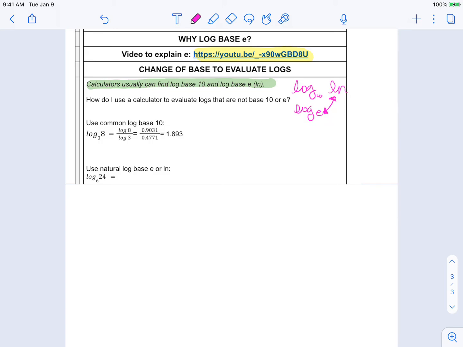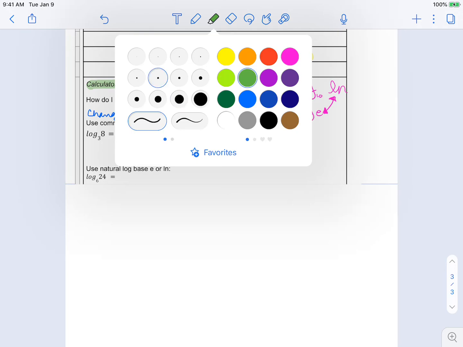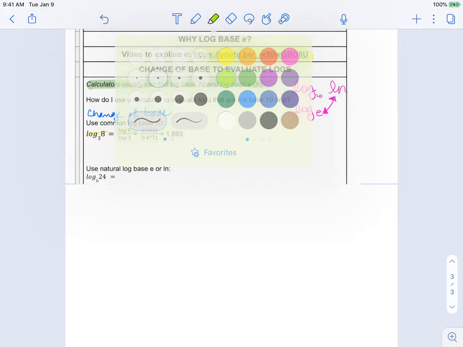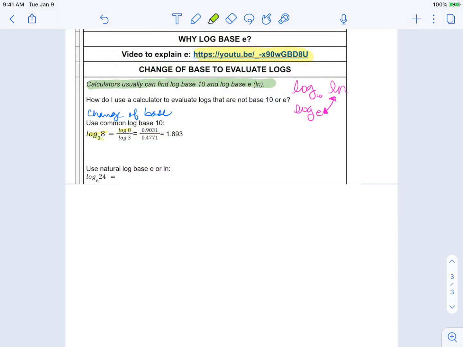What I can do is what we call a change of base. So I'm going to write this in, say this is a change of base. The way the change of base works is that I'm going to make a log here with this top part, a log of 8, and that comes across here, a log of 8. And then I'm going to divide by this bottom part right here, this log of 3, which gives me a log of 3 in the denominator. And I can get my output.